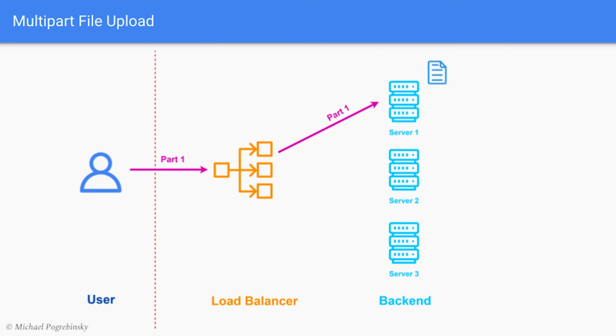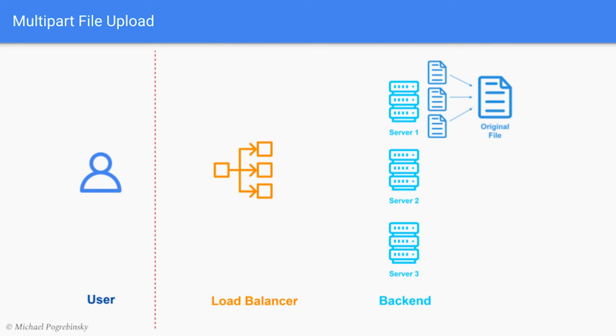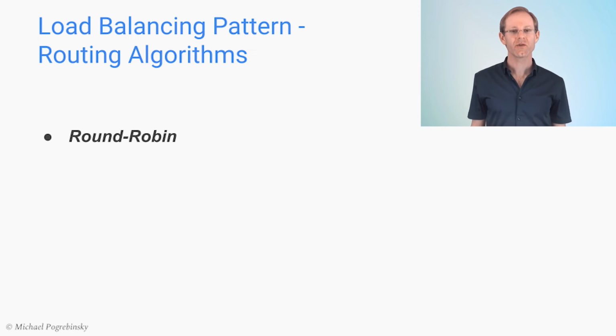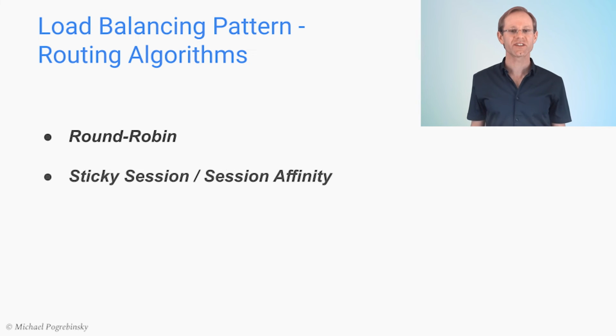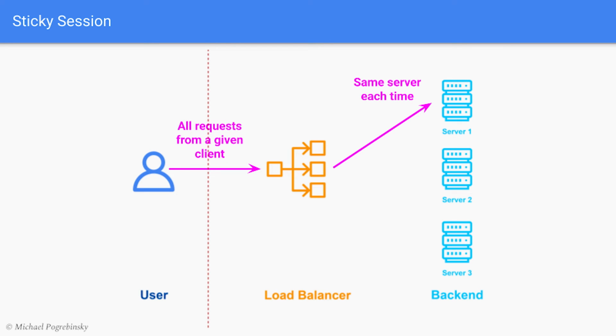Similarly, if a client is uploading a very large file to our servers, which is broken down into multiple requests, we want to make sure that all those requests are going to the same server. And here again, if we use the round robin algorithm, our system will just not work. In those cases, we can use a different algorithm, which is called sticky session or session affinity. Using this algorithm, the load balancer tries its best to send traffic from a given client to the same server, as long as that server is healthy.